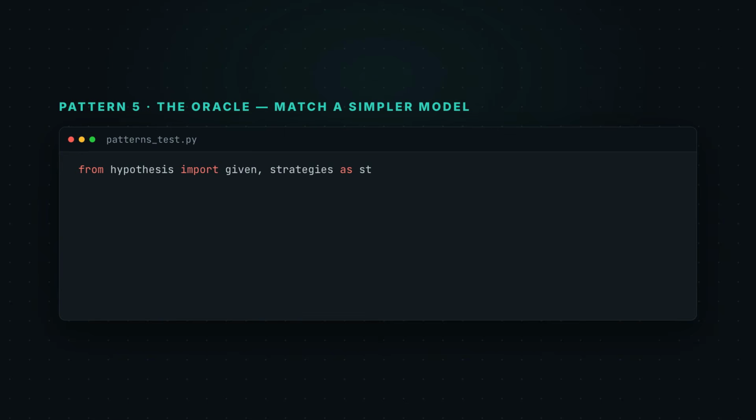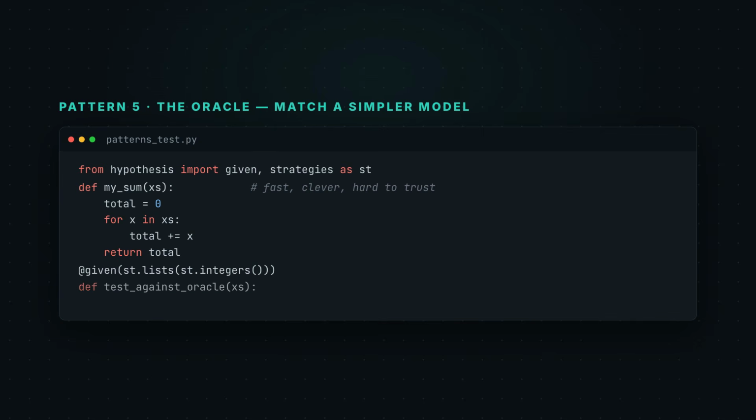And the most powerful pattern, the oracle. Your real function is fast and clever, and you don't fully trust it. So you borrow a second version that's slow, but obviously correct. Here, Python's own built-in sum. Then you assert the two always agree on every input. If they ever disagree, one of them is wrong, and Hypothesis finds the case that proves it.